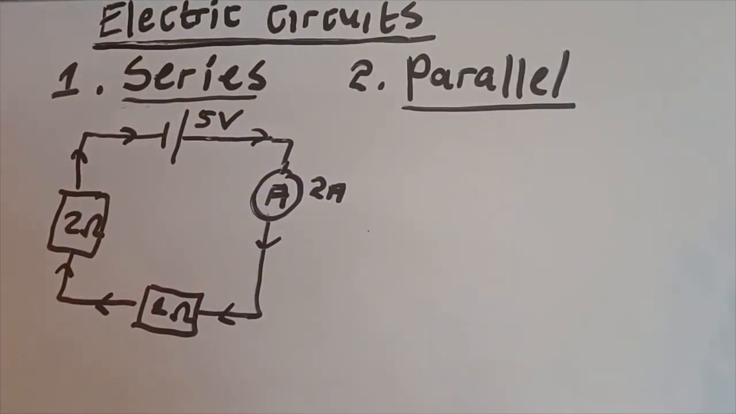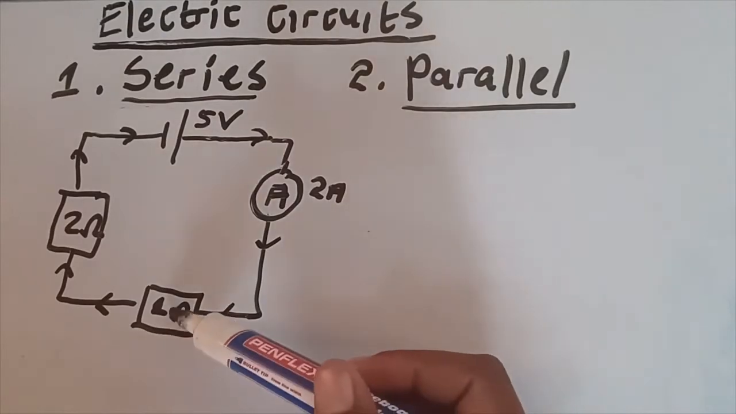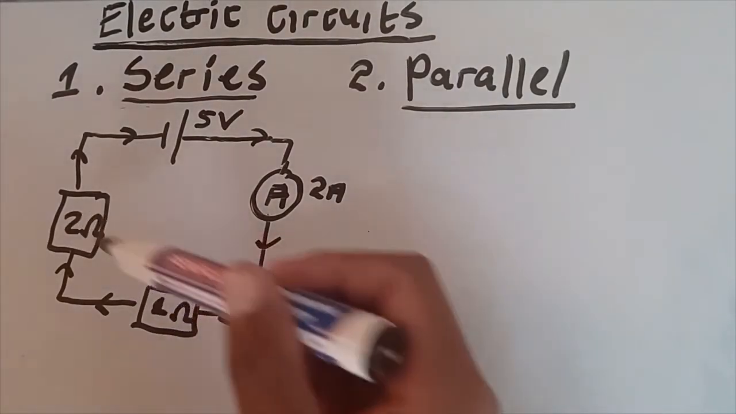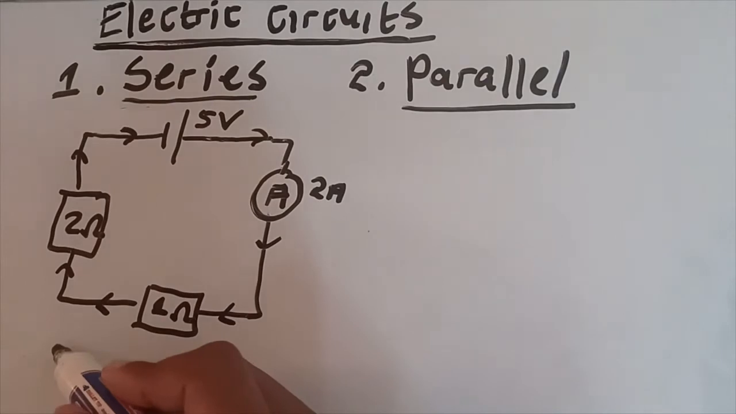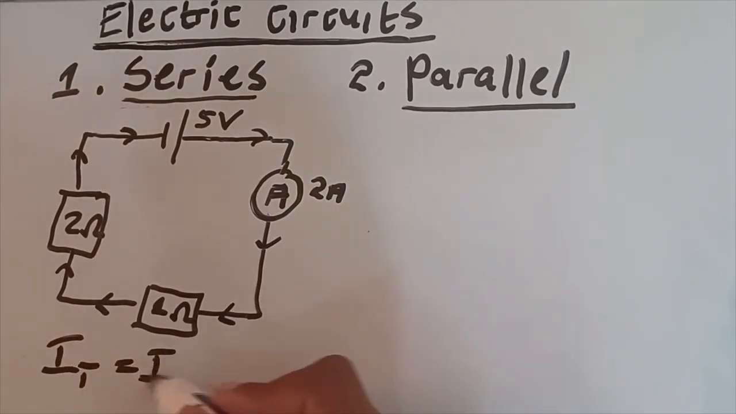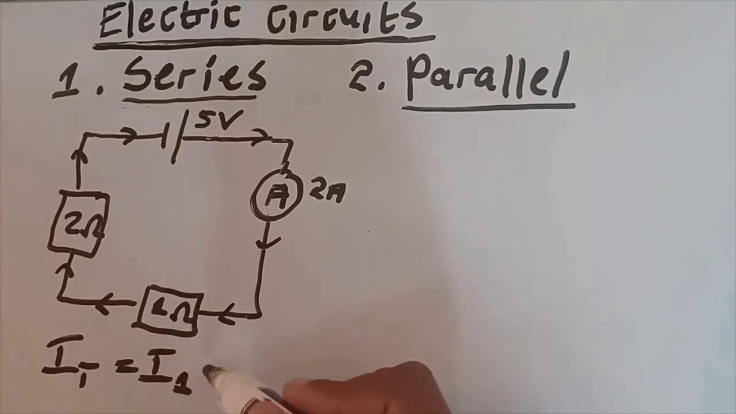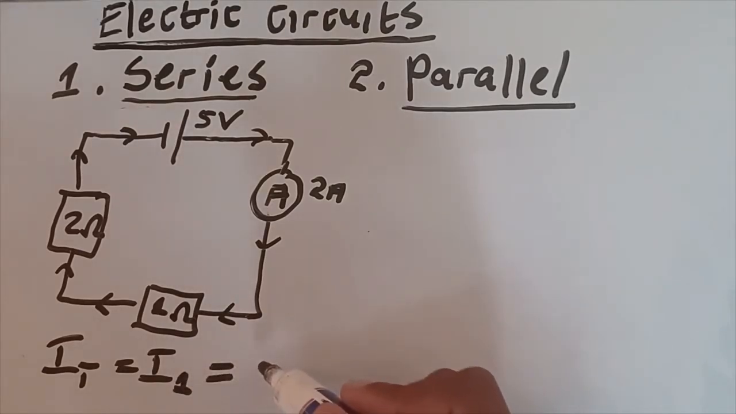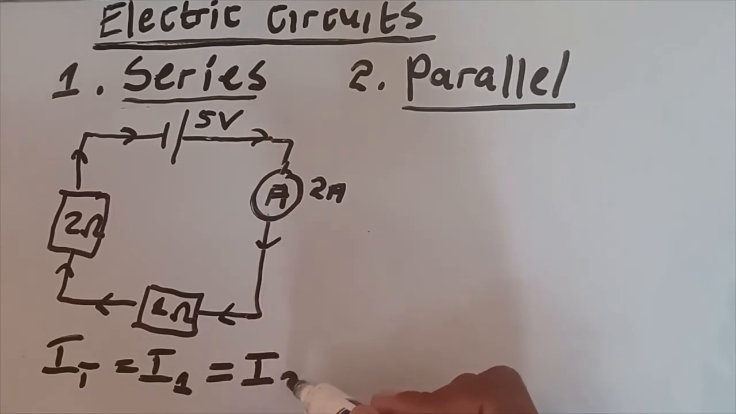So we've noticed that in a series circuit the current is the same in all resistors. It means that the total current is the same as the current of resistor 1, which is also the same as the current of resistor 2.